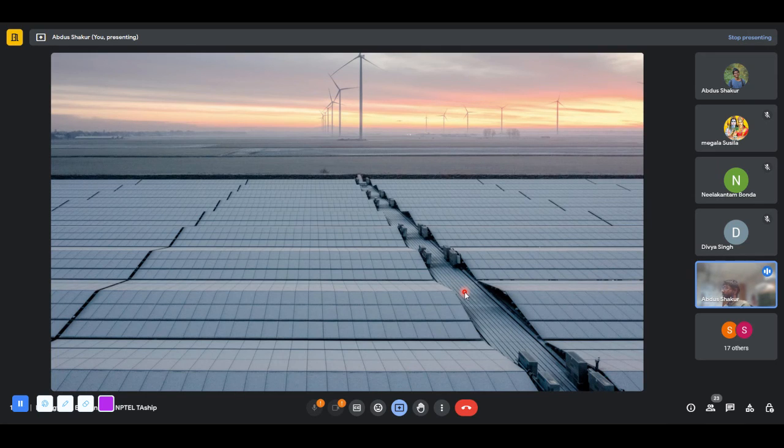That's all I have today about solar energy, on how we generate it, and what's the current status of it.